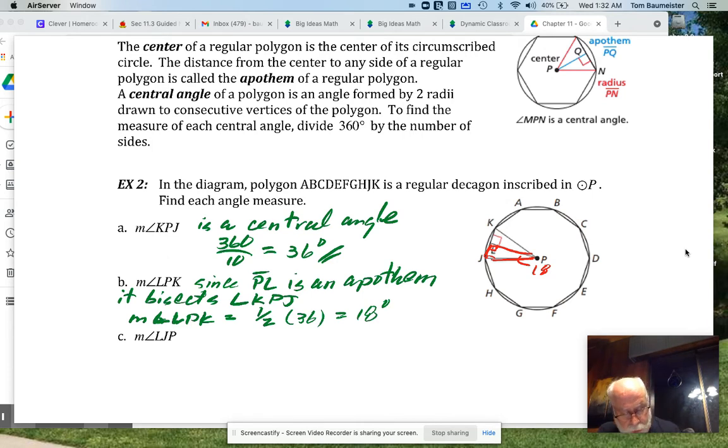So on that one there, what we'll be able to say is that the measure of angle LJP is 180 degrees minus, well, we have our right angle there, which is 90 degrees, and then we have our 18 degrees there. All right, and if we plug that into our calculator, we'll find that the measure of angle LJP is 72 degrees.